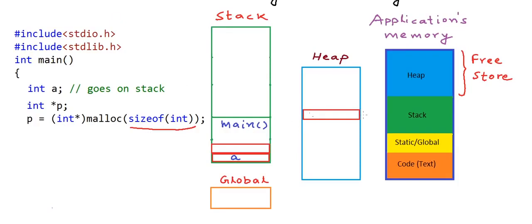Let us say the starting address of this block of 4 bytes is 200. So malloc will return us the address 200. Now we have a pointer to integer p, which is a local variable to main. So this will be allocated in the stack frame of the main method. We have done a typecasting here because malloc returns a void pointer, and p is an integer pointer. Now p stores the address of this block of memory, which is 200. So we have got some block of memory on the heap which we want to use to store an integer.